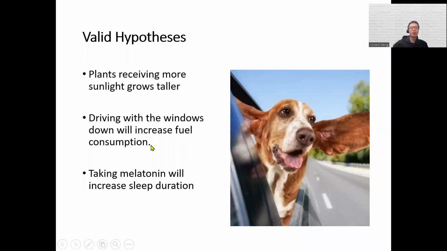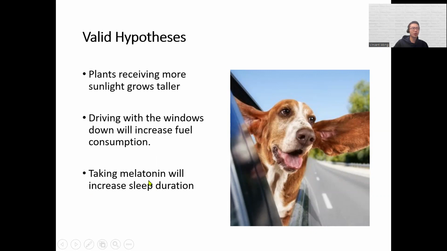Another one, driving with windows down will increase fuel consumption. See, this one is like a great debate. Some say if you drive with the windows down, you're not using your AC, you're not using your heat, so you save gas. But other people are saying, well, if you get all your windows down, all the wind is coming in and it actually creates air resistance and decreases your car's efficiency. So that's very easy to test even on your own. If you're driving, you can see how much gas you use with the windows down versus not down. And potentially you could be wrong. That's why it's a good hypothesis. Right? Taking melatonin will increase sleep duration.